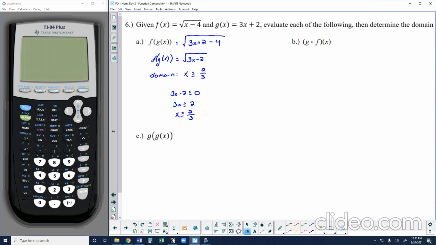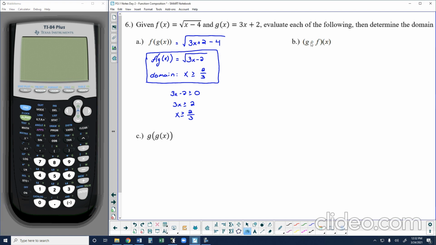And I could check that domain on the graphing calculator if I wanted to, and we would see that x is greater than or equal to 2/3. So my function composition gives me a root function in this case, and we can find the corresponding domain.